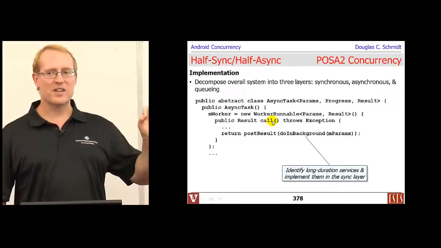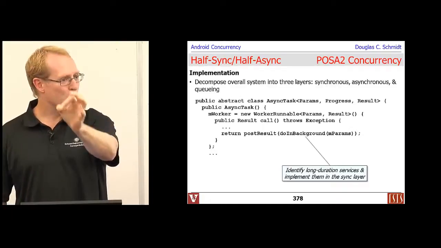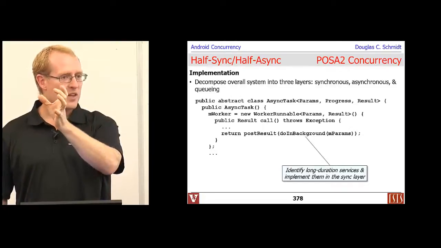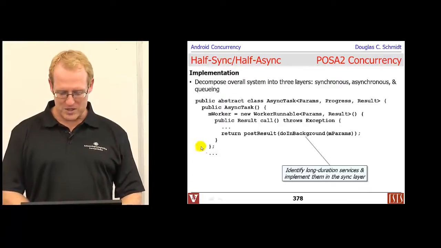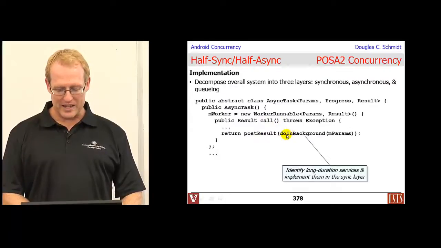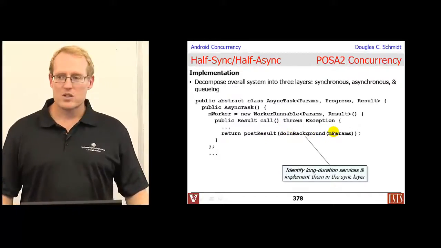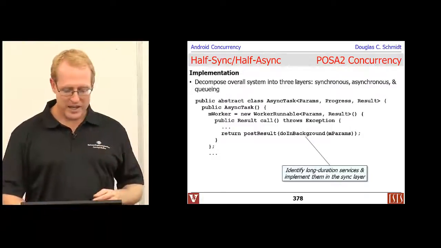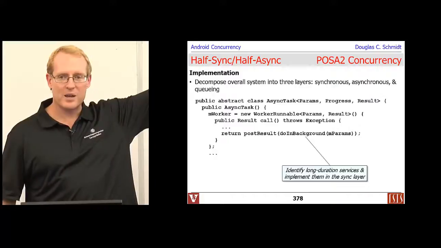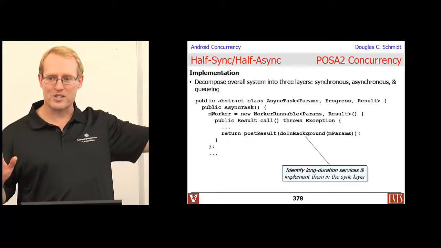And this method is going to be called when you're in the thread of control of the background thread. As you can see, this thing gets called in the background thread, and it's going to go ahead and call doInBackground with the parameters that you passed it. So that's going to run in the background. And when that is done, it's going to return the result, and that result is going to get posted back to the user interface thread. We're going to look at how all that works in a second. It's really cool.